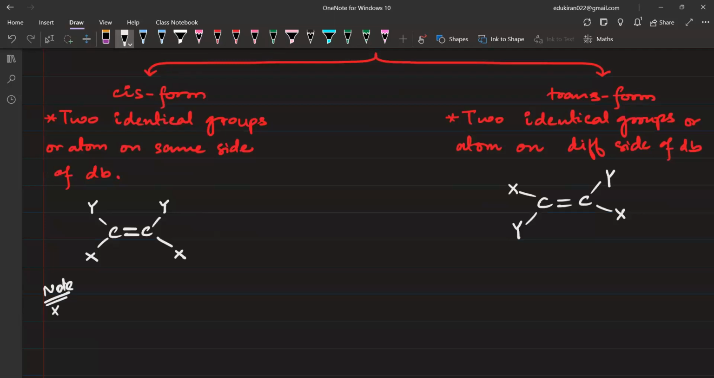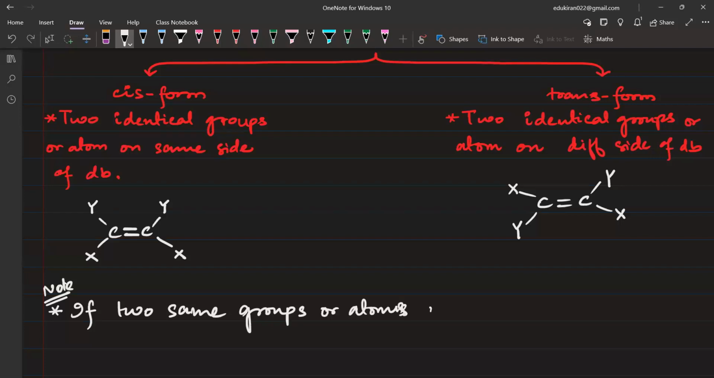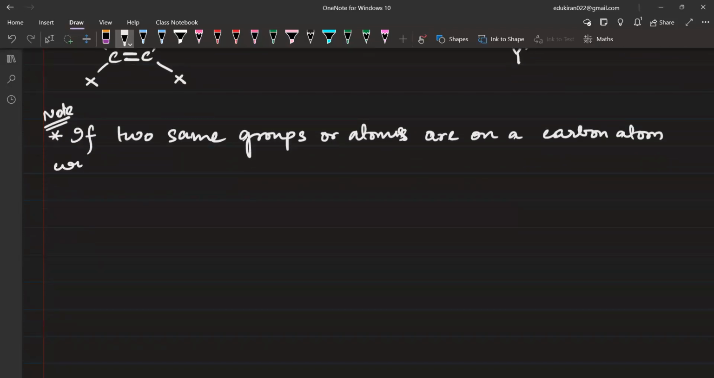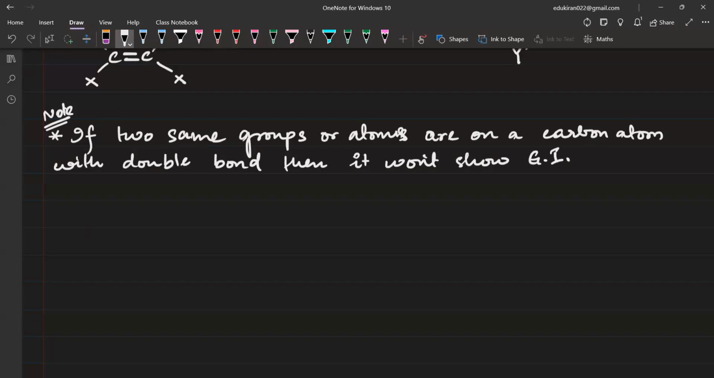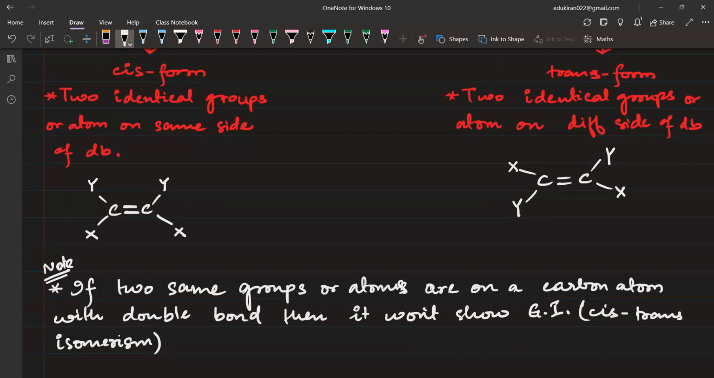Now keep one thing in mind. Note: if two same groups or atoms are on a carbon atom with a double bond, then it won't show geometrical isomerism, or cis-trans isomerism as it is also called. Okay, write this down, raise your hand once you're done.